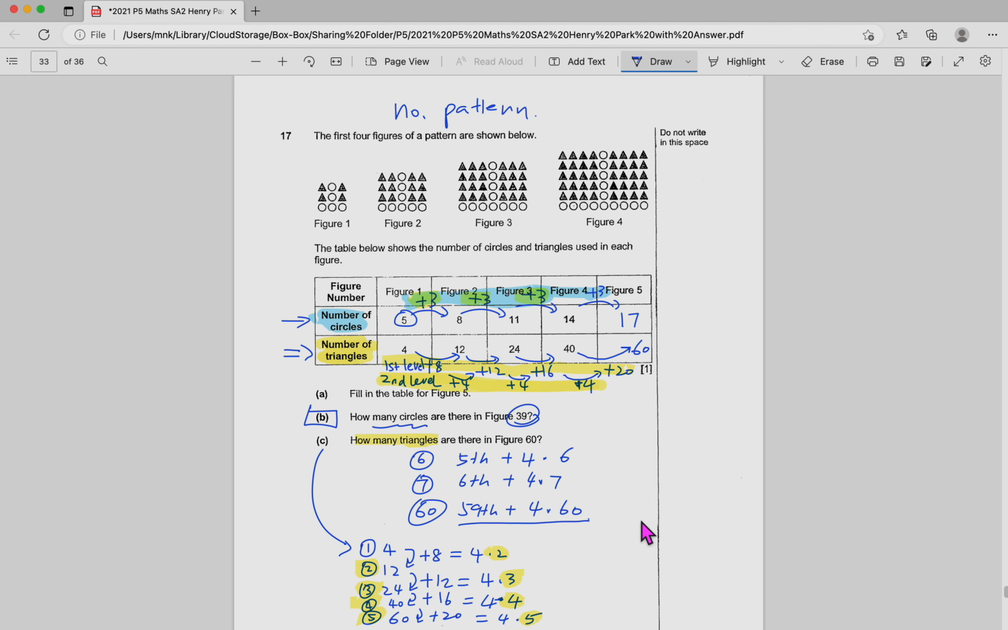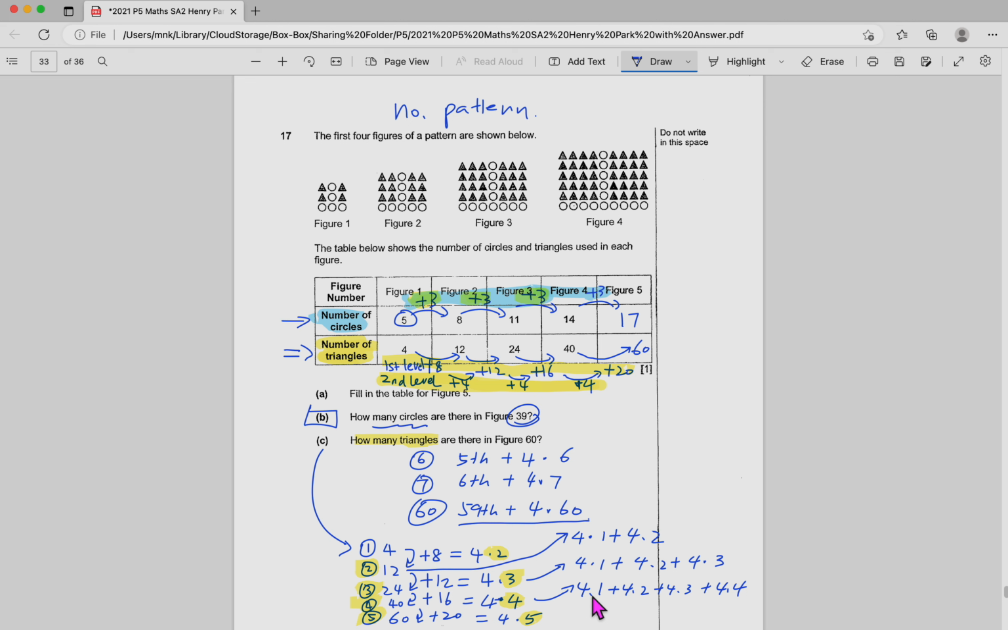For the second number, it is 4 times 1 plus 4 times 2. That will give you the second number. The third number will be 4 times 1 plus 4 times 2 plus 4 times 3. The fourth number will be 4 times 1 plus 4 times 2 plus 4 times 3 plus 4 times 4.